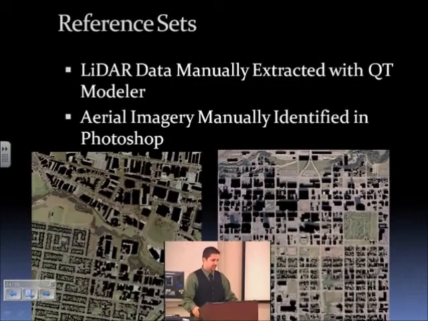For my dissertation, I painstakingly manually extracted over 3,100 buildings. I wanted to be very sure of the algorithm's accuracy if I claimed it could detect buildings. I extracted the buildings with software called Quick Terrain Modeler, released by Applied Imagery, which is from the Applied Physics Lab. If you go to appliedimagery.com, you'll see the university that makes that software. And then I manually identified the buildings in the aerial imagery with Photoshop.